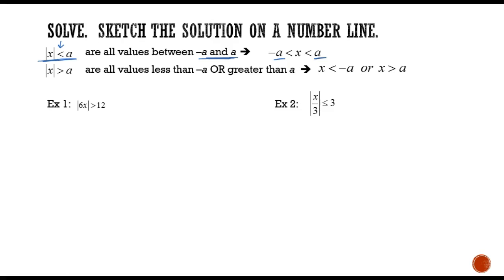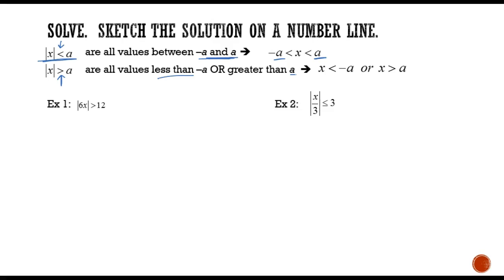Now, if it's greater than, all values are less than negative a, or they're greater than positive a. All right, so if you follow this model with each problem, you're going to be good. All you got to do is remember these two things. Okay. So here we go.